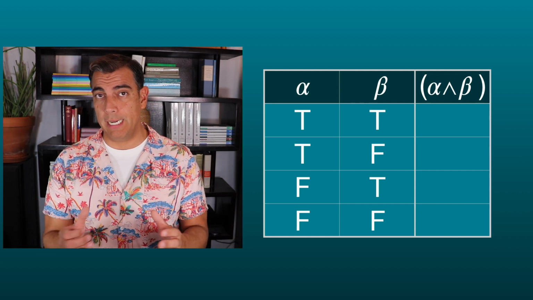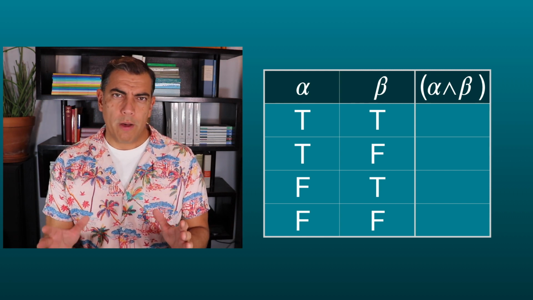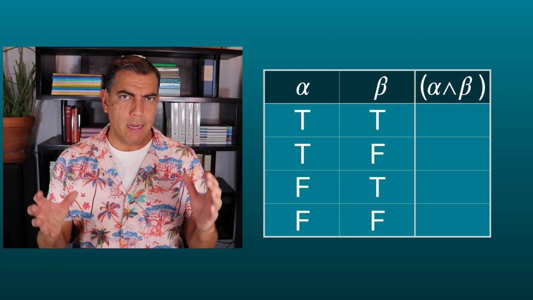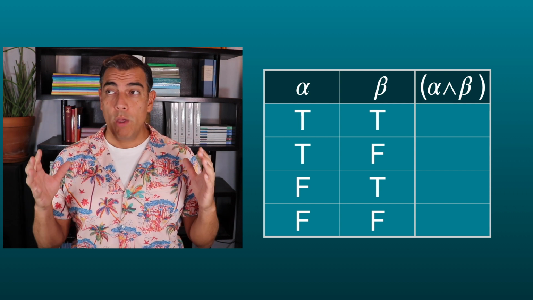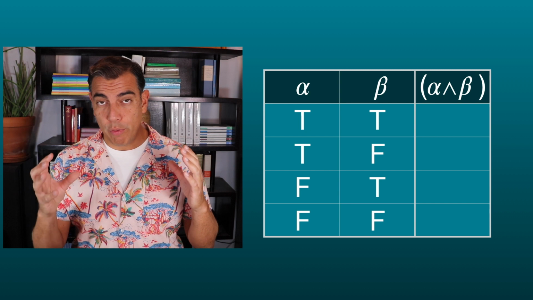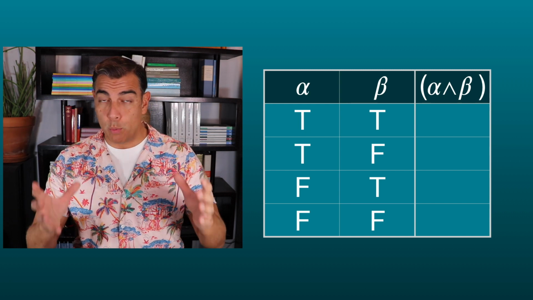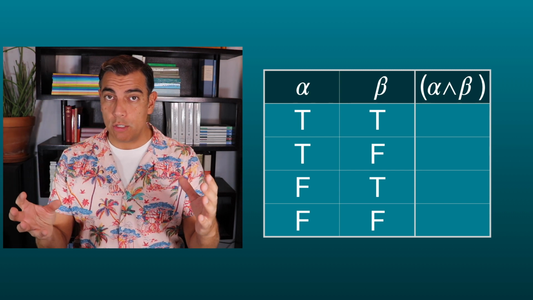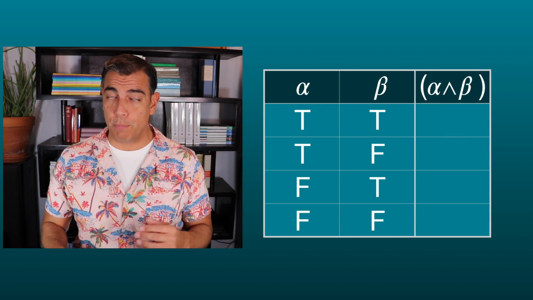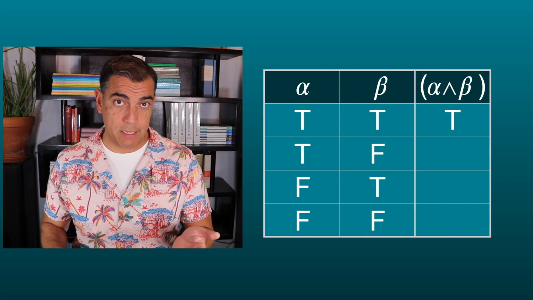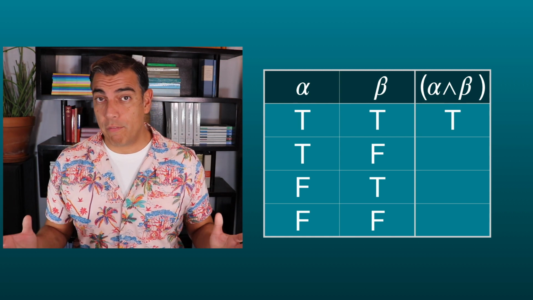4 possible combinations. So what did we mean when we wanted to put that alpha and beta all together in one proposition? Well, we meant that you have both alpha and you also have beta. So when alpha is true and beta is true, it seems like alpha and beta should be true. So we'll assign a truth value of T to that. But it seems like that's the only time when alpha and beta should be true.